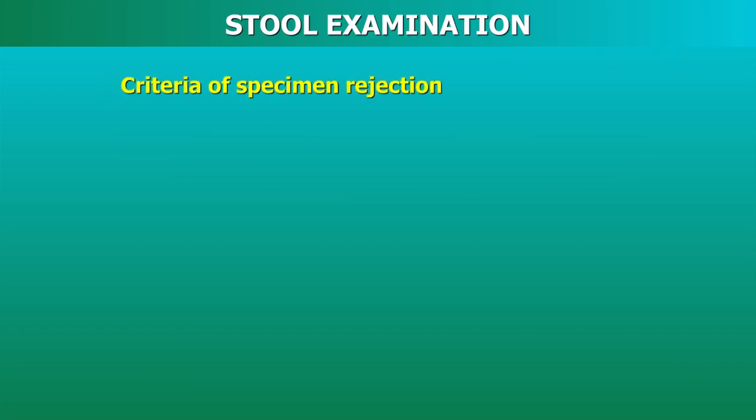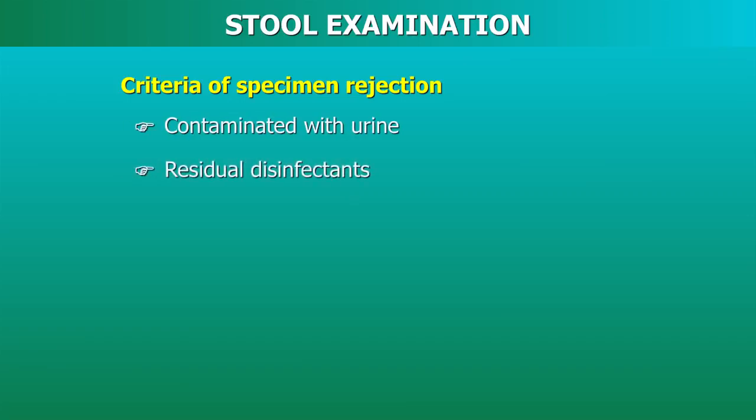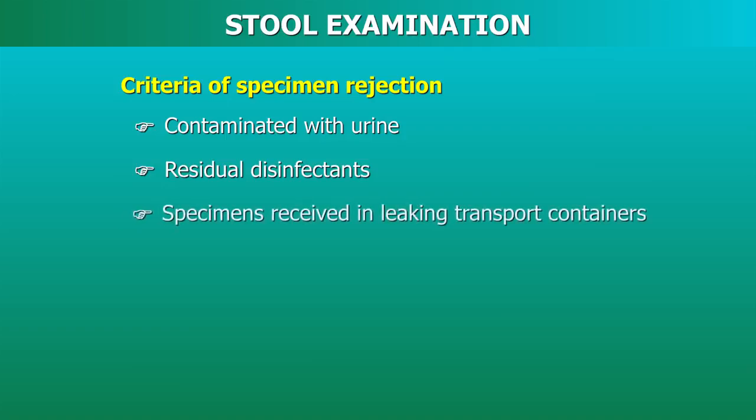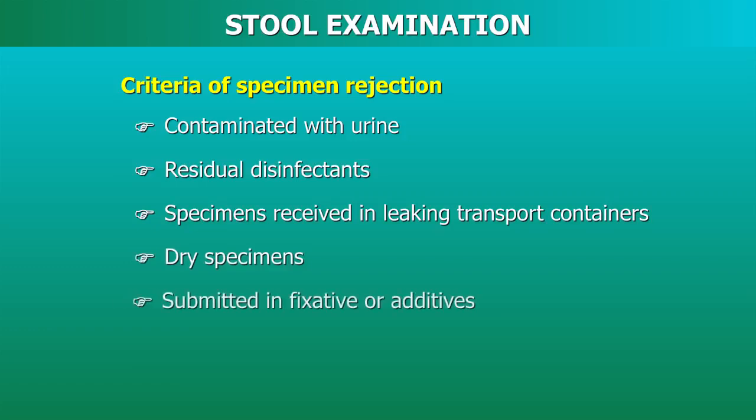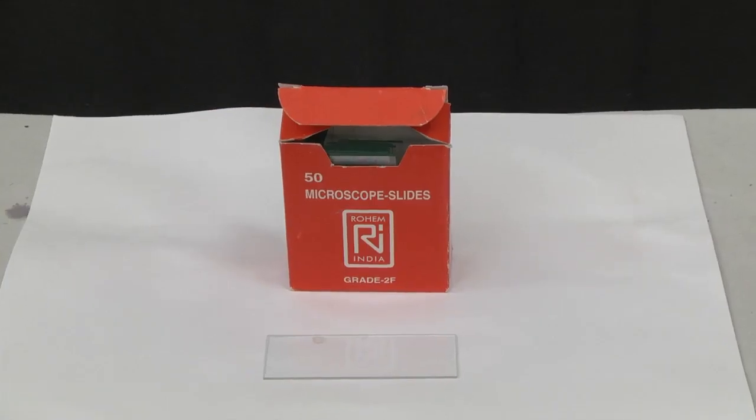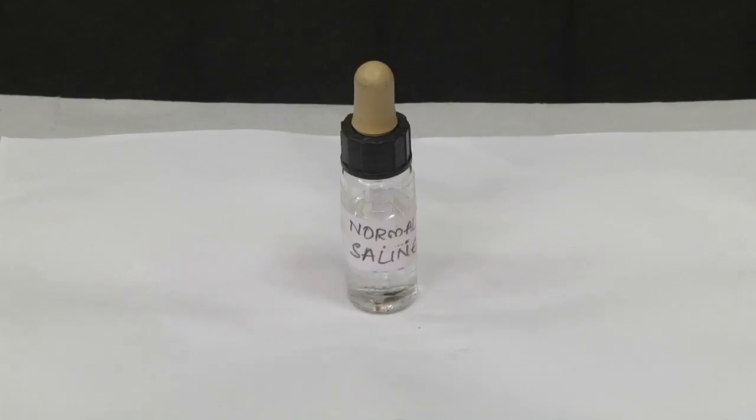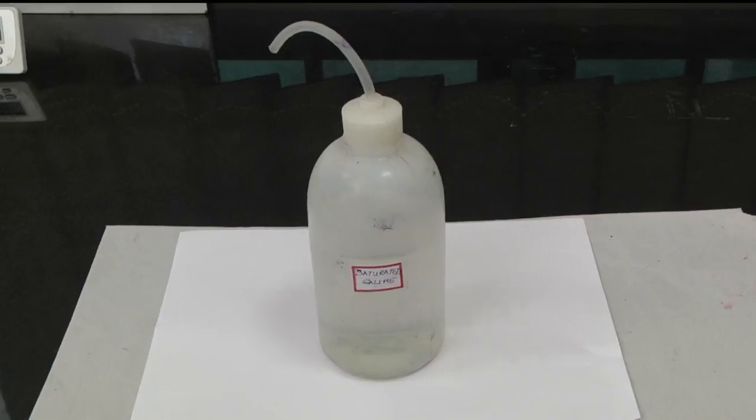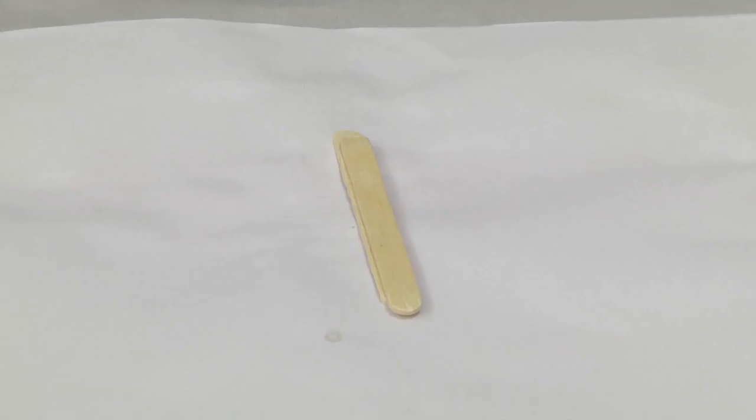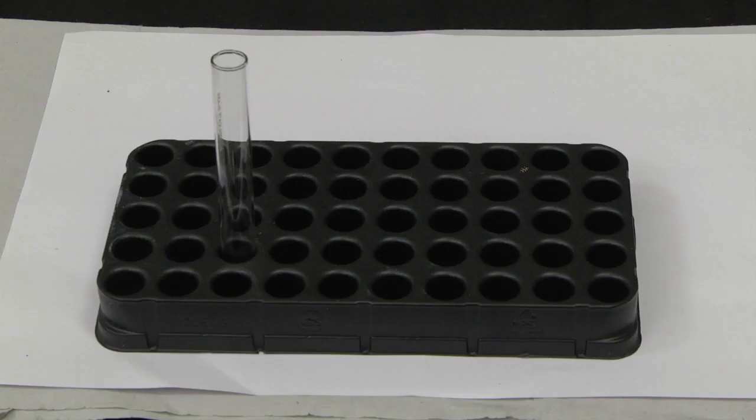Criteria for specimen rejection are: specimen contaminated with urine, residual soap or disinfectants, specimens received in grossly leaking transport containers, dry specimens, and specimens submitted in fixative or additives. Equipment: glass slides, normal saline, Lugol's iodine, saturated saline solution, applicator sticks, test tubes.